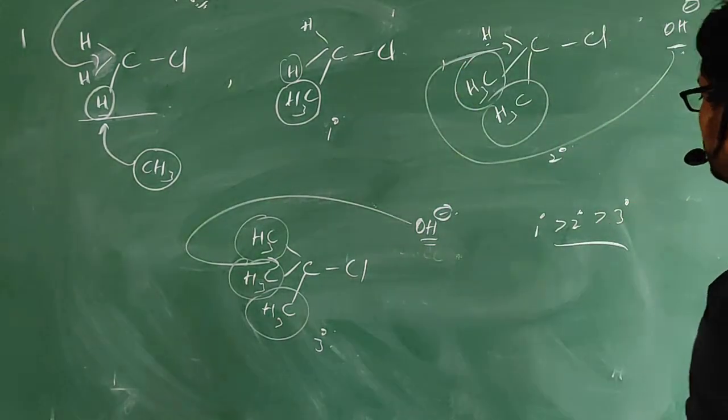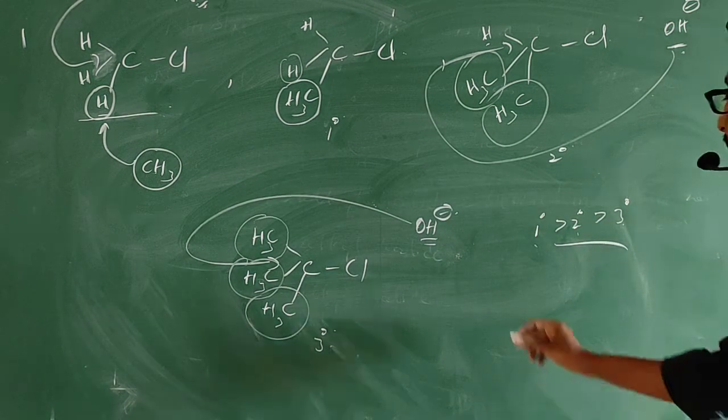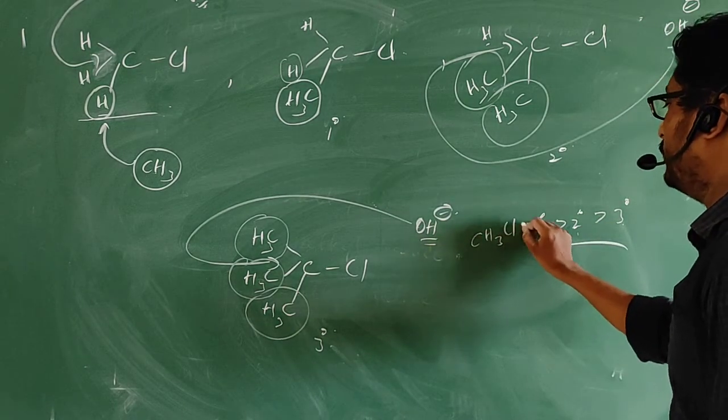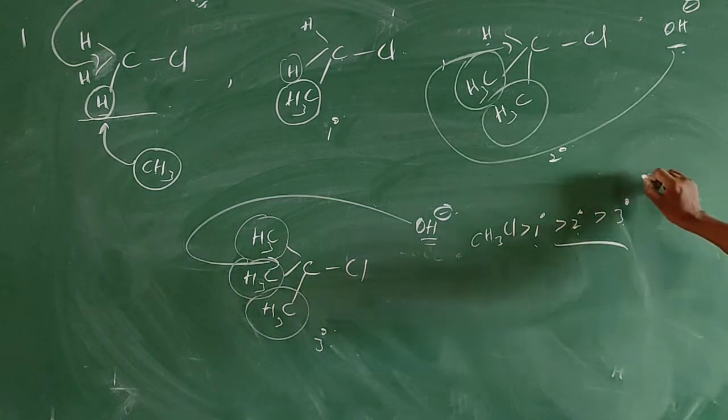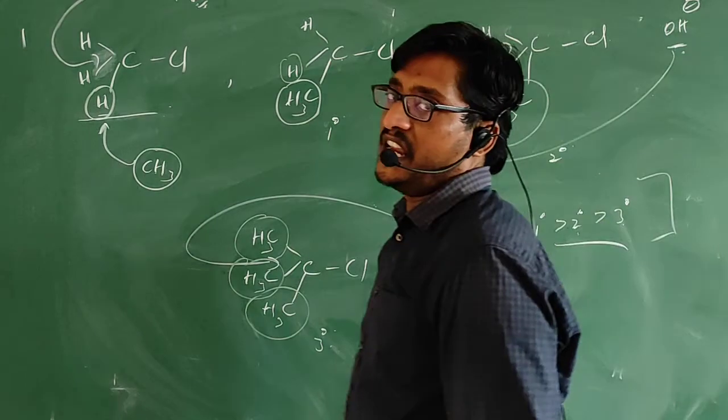Primary alkyl halide, secondary alkyl halide, tertiary alkyl halide. Here you can consider methyl chloride. Methyl chloride will be more reactive. So this is the order. So this is something about SN2 reaction.